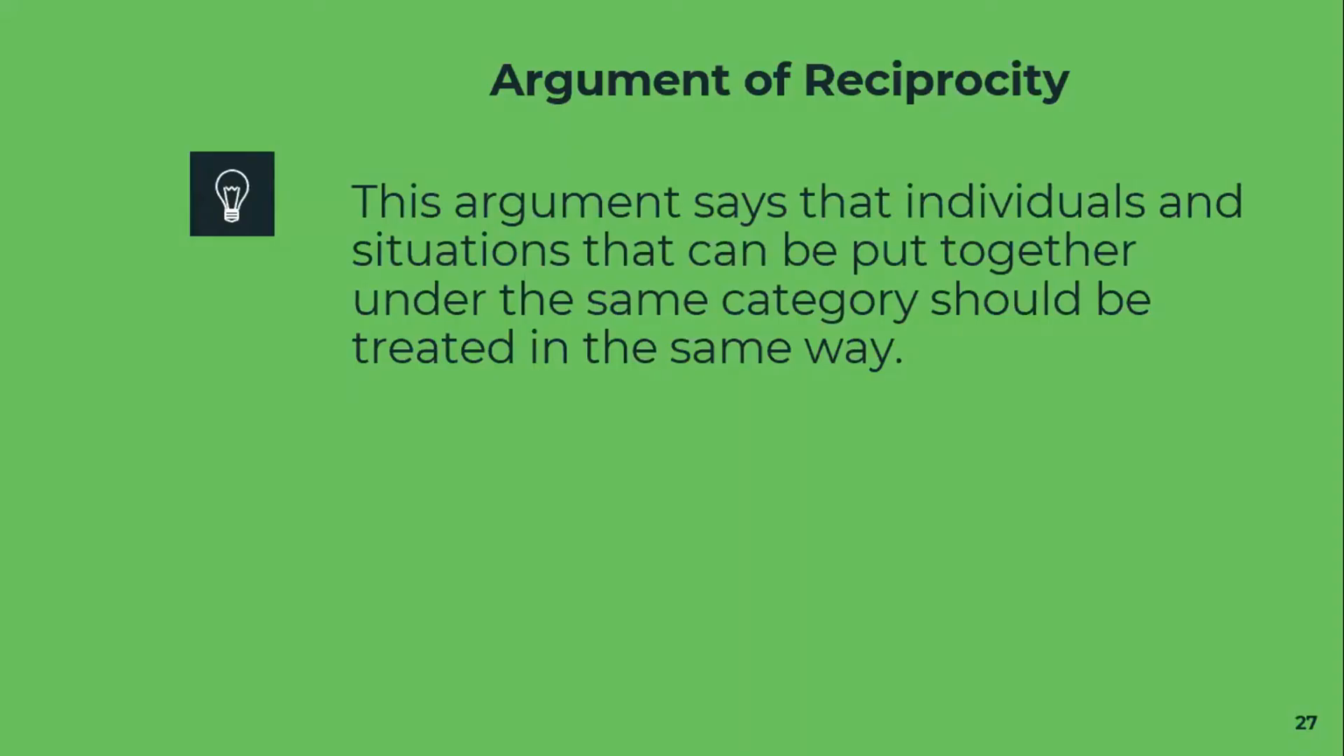Next is argument of reciprocity. This argument says that individuals in situations that can be put together under the same category should be treated in the same way. Argument of reciprocity refers to if people or situations can be labeled in the same category, they should be treated in the same way.